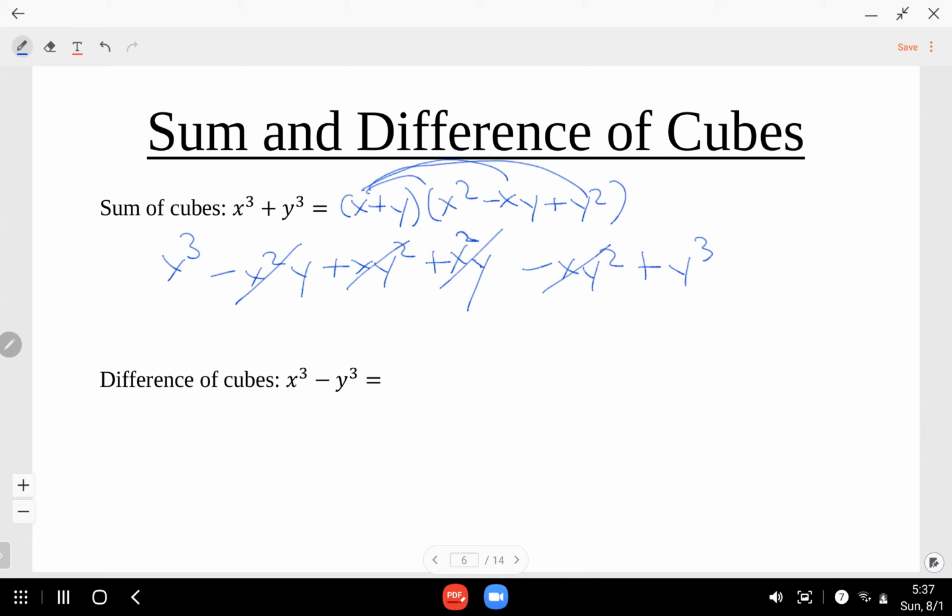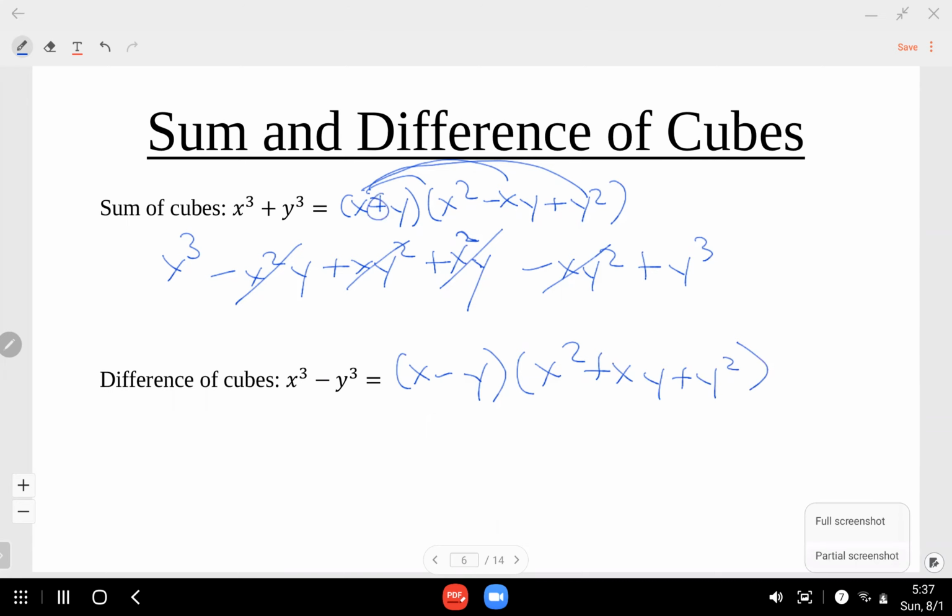And the difference of cubes is very similar to this. It's x minus y times x squared plus xy plus y squared. And if you want to see if that really works, you can just multiply it out like I did. And it's important to memorize this little trick. If it's sum, then this will be an adding sign, x plus y, and then this will be a minus sign. Okay. If it's difference, then this will be a minus sign, this will be a plus.